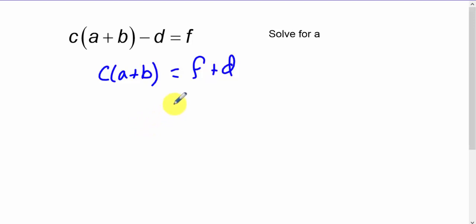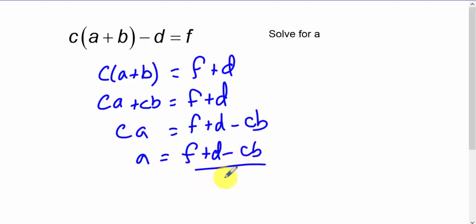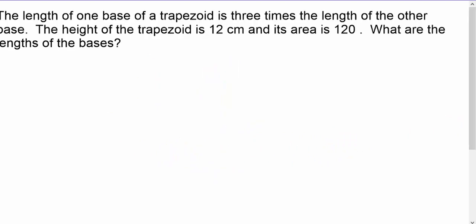I can get a fraction if I want. I'm going to multiply this through because typically they want this in simplified form, so they don't want an addition of two fractions in the end. So if I go ca plus cb is equal to f plus d, I subtract the cb. And then I have ca left. And then when I'm done, I have a singular fraction, which is what they would prefer, instead of the sum of two fractions. So there's your literal equations.